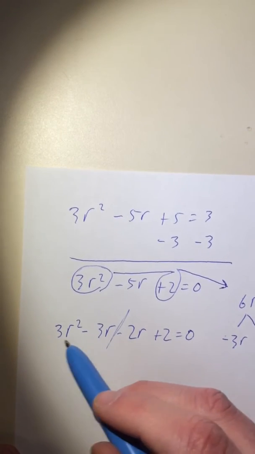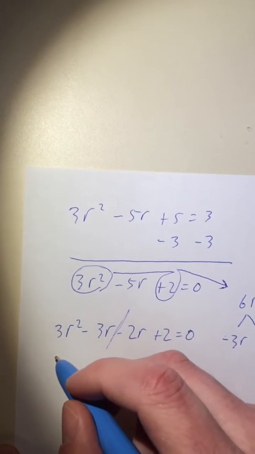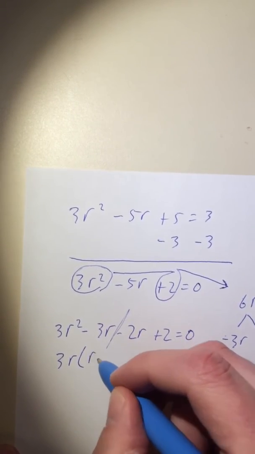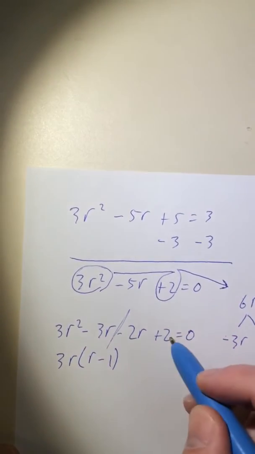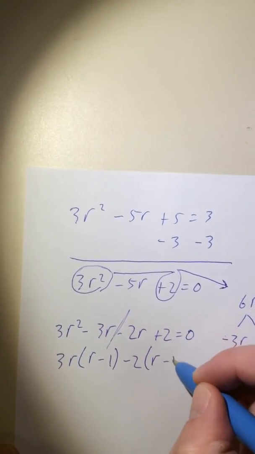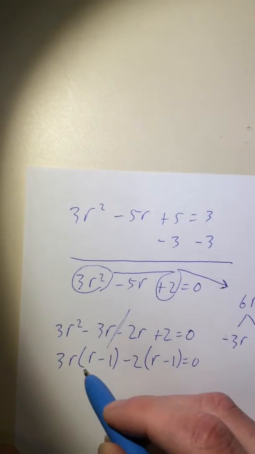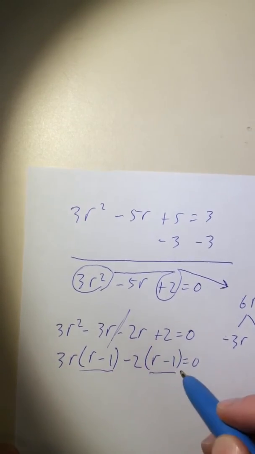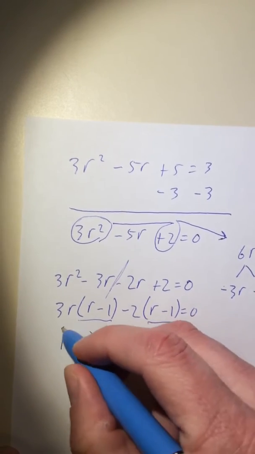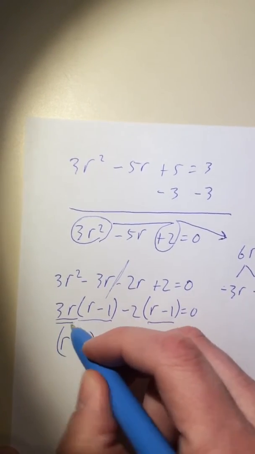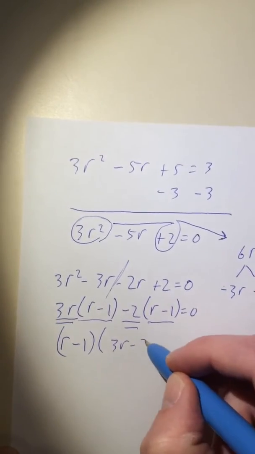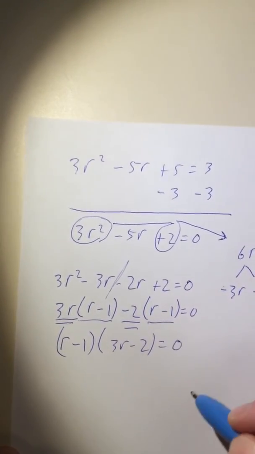We look for the largest perfect square that goes into the first group, which is obviously 3r. And we get r minus 1. And we can factor a negative 2 out of the second group. And again, we get r minus 1. And r minus 1 is a common factor, so we can factor it out. R minus 1. And what's left is those two. So we get 3r minus 2 equals 0.